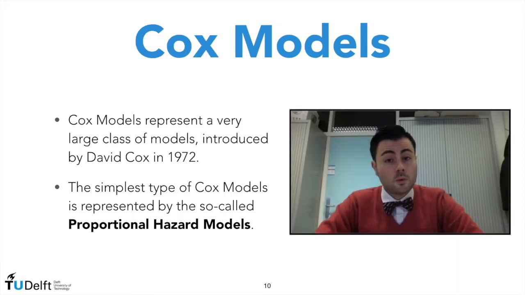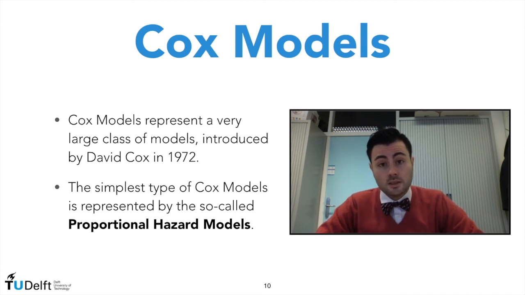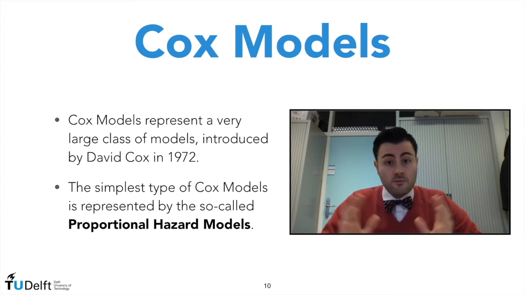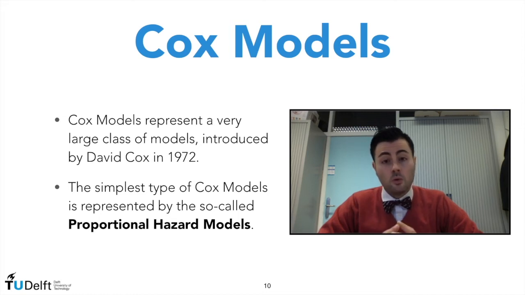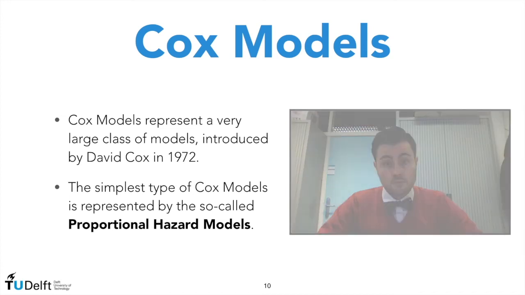Cox models represent one of the most important classes of models in survival analysis. It's a very broad family that was introduced in 1972 by Sir David Cox. Now, this is a very large class of models, and we cannot consider all the different types of models. We will start with the simplest case, that is to say, proportional hazard models.